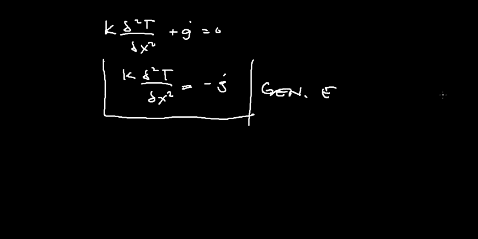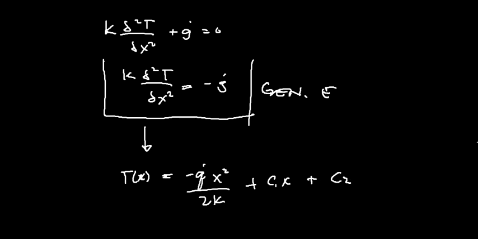Doing the same thing, since we are in the second order, we need to integrate twice. Integrating twice will yield this solution: T equals negative q gen x squared all over 2k plus c1 x plus c2.